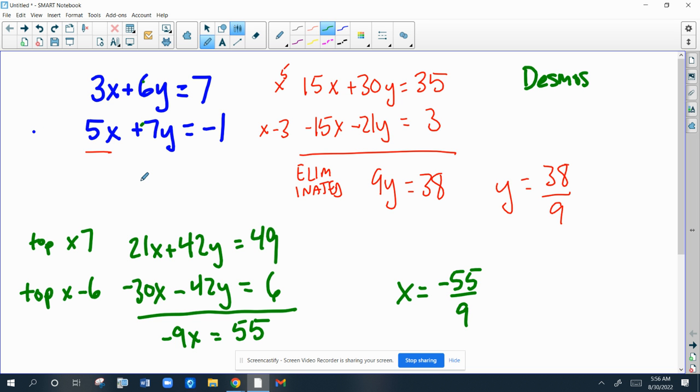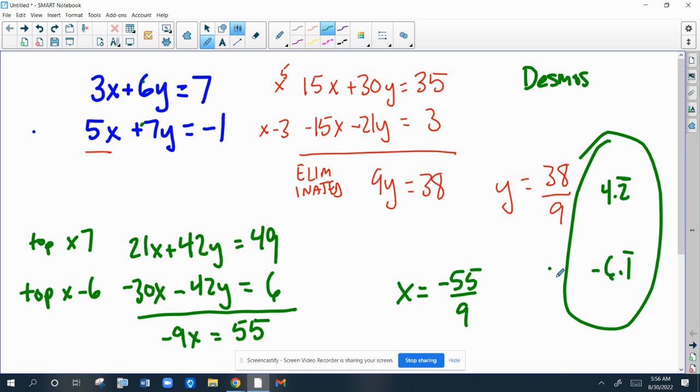So before I do that, 38 divided by 9 is 4.2 repeating. That's what y is. And -55 divided by 9 is -6.1 repeating. So my goal is to get those in my graphing software. So hold on a second. I did this in advance.